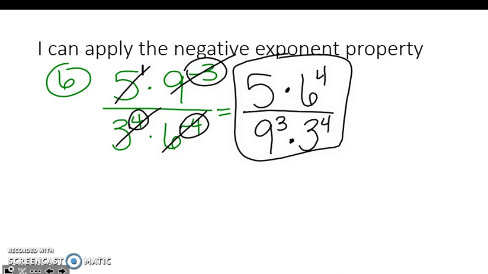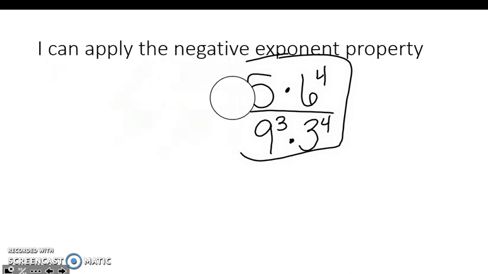So if it's a negative exponent, we have to make it positive. We don't like negative exponents. Okay, we have to turn them into positives. So if it's on the bottom, we have to move it to the top. If it's on the top, we have to move it to the bottom. So we're flipping it to the opposite side of the fraction bar.